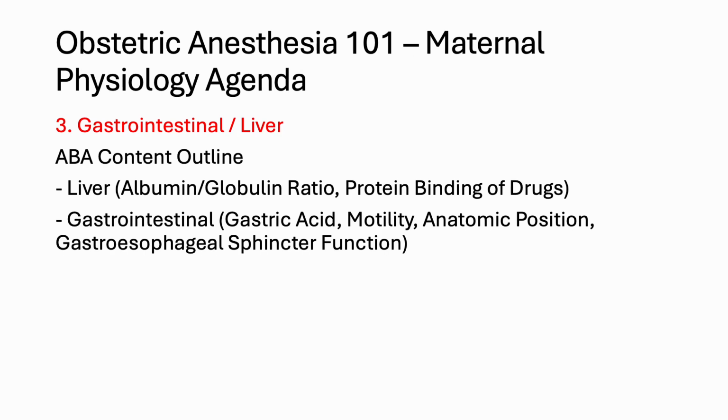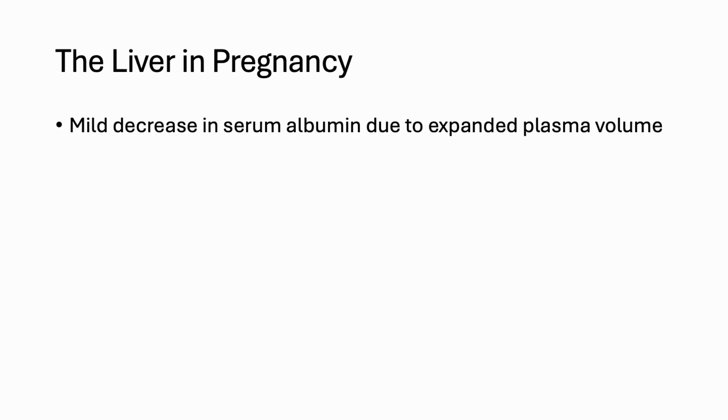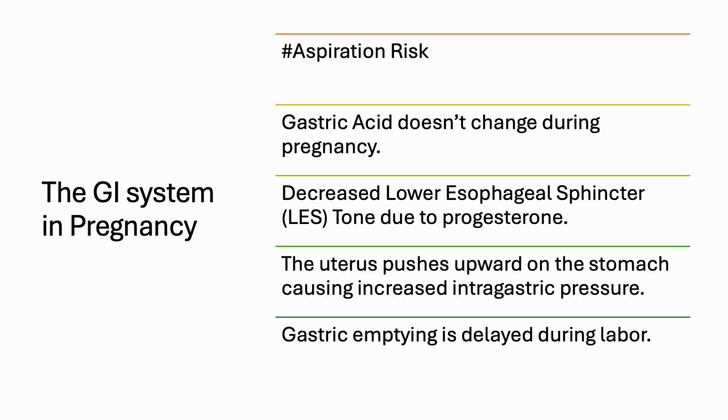Moving on to the liver and the GI system. The liver in pregnancy, basically you're going to have a mild decrease in serum albumin due to expanded plasma volume. And very important to know about the GI system in pregnancy: pregnant women are an aspiration risk.